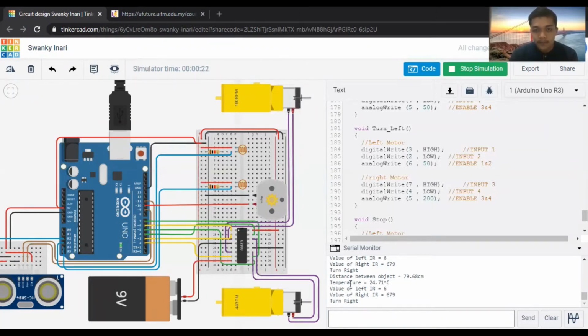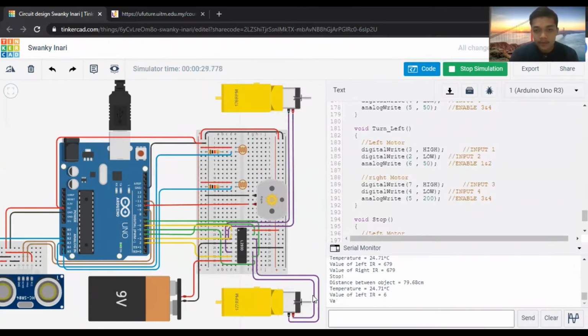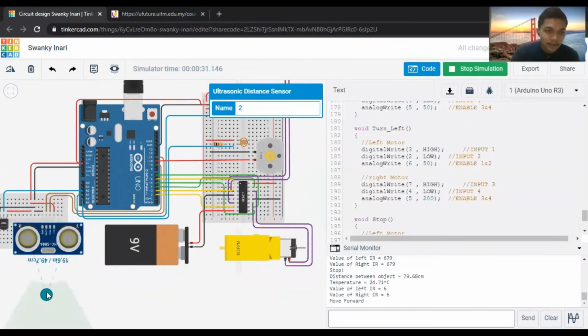The robot will stop. Both motors are at 0 RPM, not moving. Okay, when I set it back, the robot will move forward. So next is when I set the obstacle below 25 centimeters.